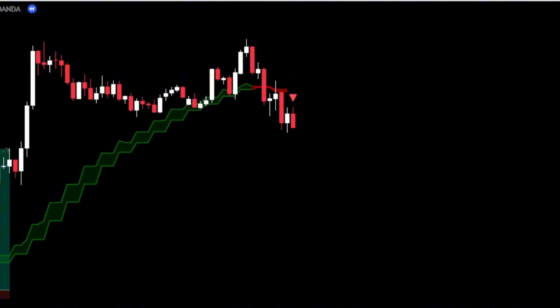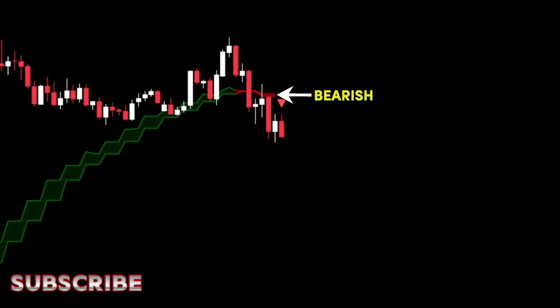How to place a sell entry. If the Open Close Strategy indicator is red, it signals a bearish trend. In this situation, your main focus is to find the best points to place a sell entry.